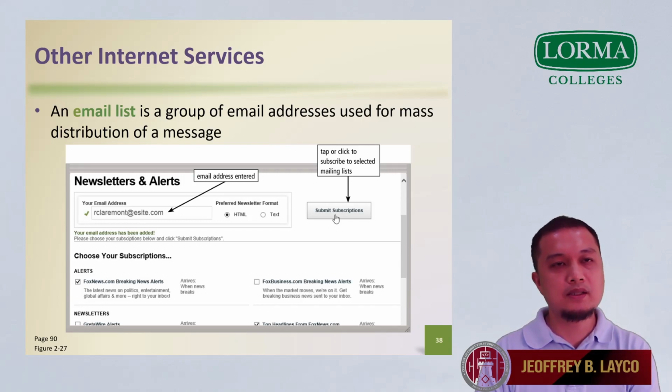When a message is sent to an email list, each person on the list receives a copy of the message in his or her mailbox. You subscribe to an email list by adding your email address to the mailing list, which is stored in the list server. If you don't want to receive messages anymore, you simply remove your name, or we would say you unsubscribe from the mailing list.